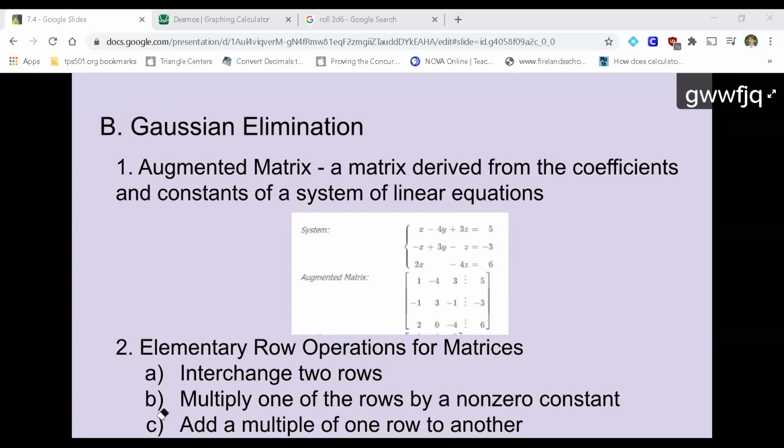Or sorry, I'm getting ahead of myself. You could multiply it by a number and just change it that way. And third, you could also take a row, multiply it by a number, and add it to another one. So those are the only 3 operations that you're allowed to do. Then we're going to try to change the matrix so that it fits a format that we could then easily pull the answers from.